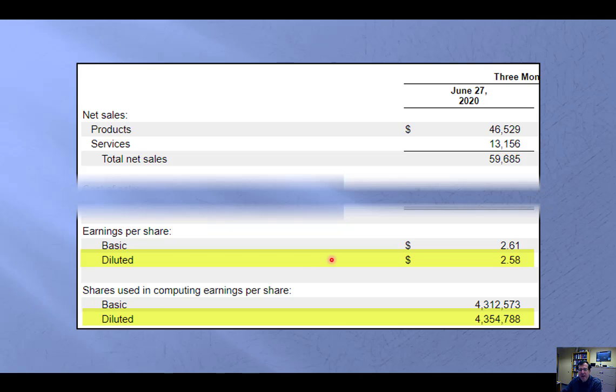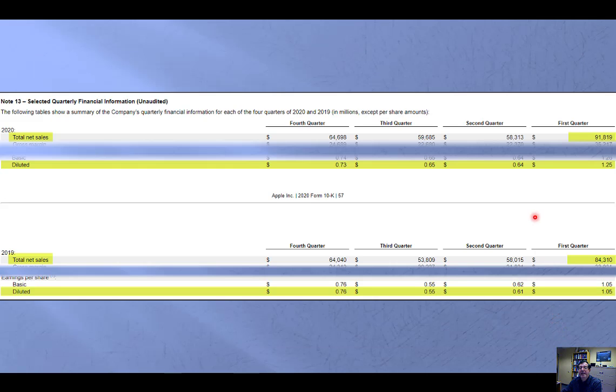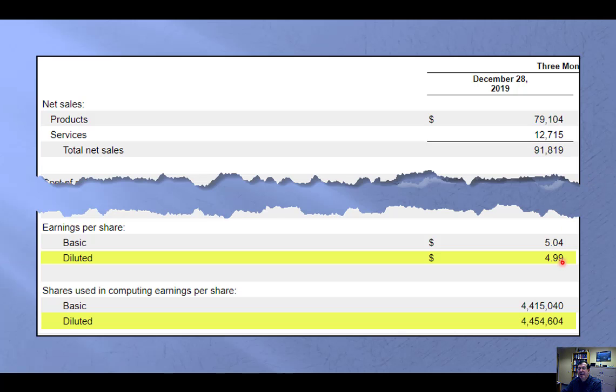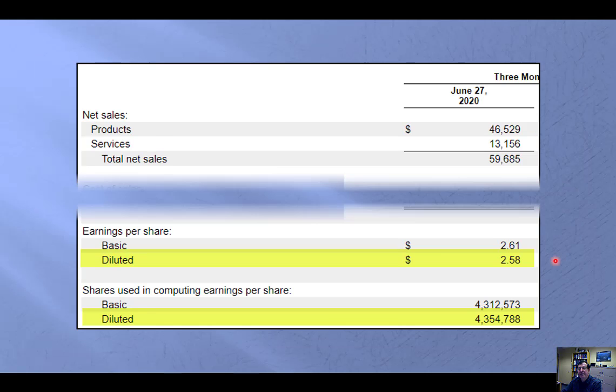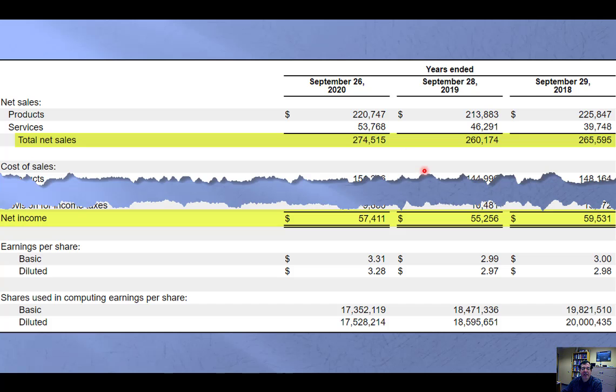So, this is what they reported for the quarter ended June 2020. Watch these numbers. 258, 4.3. This is what they reported for this quarter. 499, 4.4. If we go back, we can see that these numbers have been adjusted. We go back here. This divided by 4 is $1.25. This divided by 4 is 65 cents. And there we see it. $1.25, 65 cents. Retroactively adjusted.